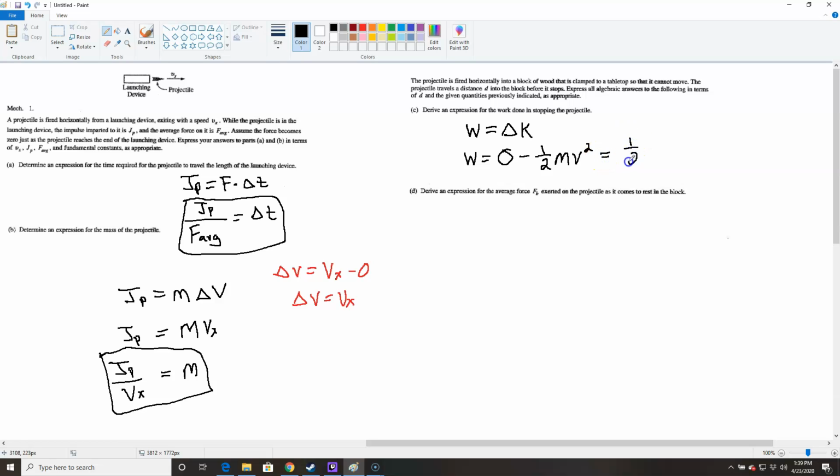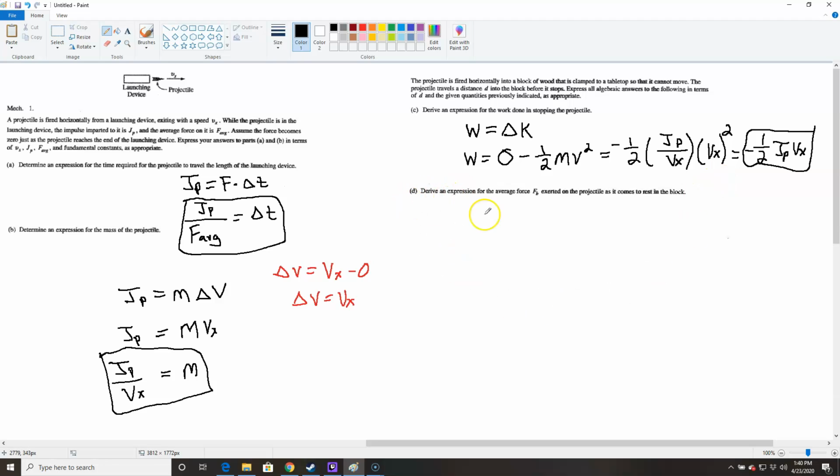We just solved m, don't forget the negative. The m value is Jp over Vx. And the v value is Vx, and we square it. So when we square Vx, and we're going to divide out a Vx, the result is we'll only have one Vx left. So this will be 1/2 J sub p V sub x. And that tells us the work done.